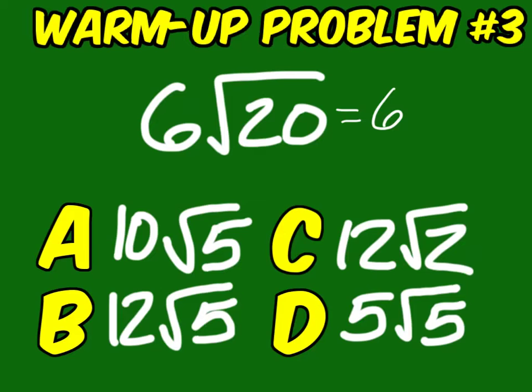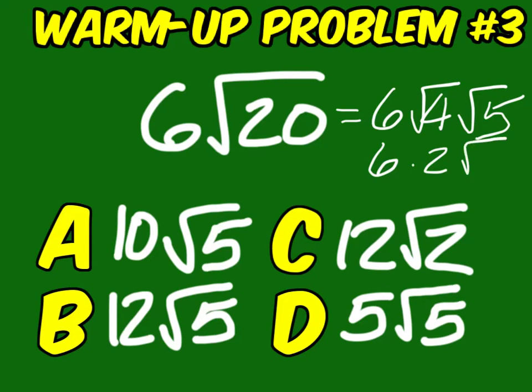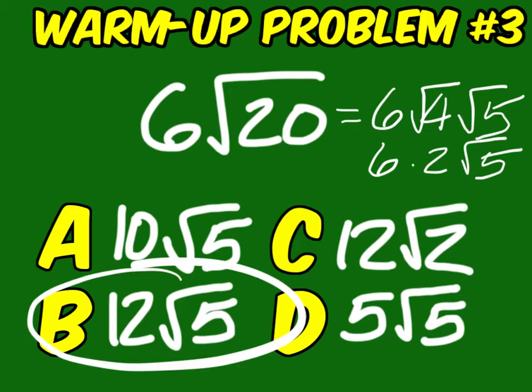This one breaks up as 4 and 5. So you'll have 6 times 2, square root of 5, which is 12.